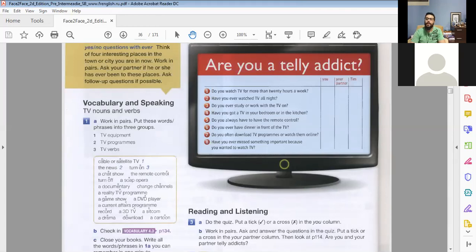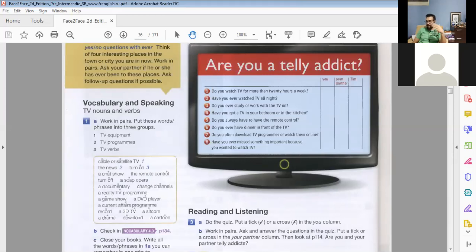Maybe a questionnaire. Okay, yes, this is like a questionnaire. But what is it about? About TV. So maybe telly means something about TV, about series or movies. Actually, telly means television. In Britain, the British people like to say telly. I like to watch the telly. Do you like to watch the telly? What shows do you see on the telly? So telly, television, it's the same meaning.